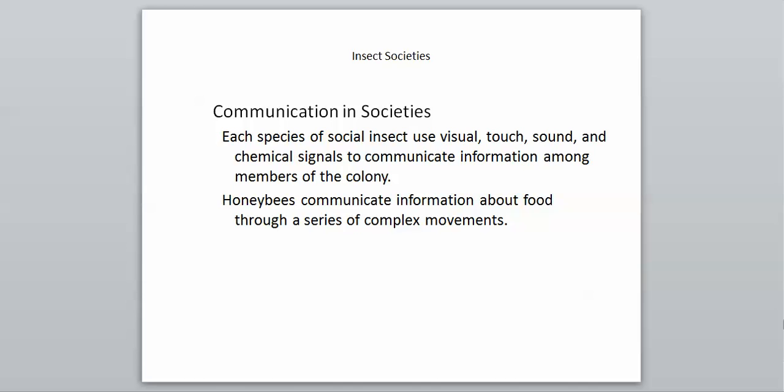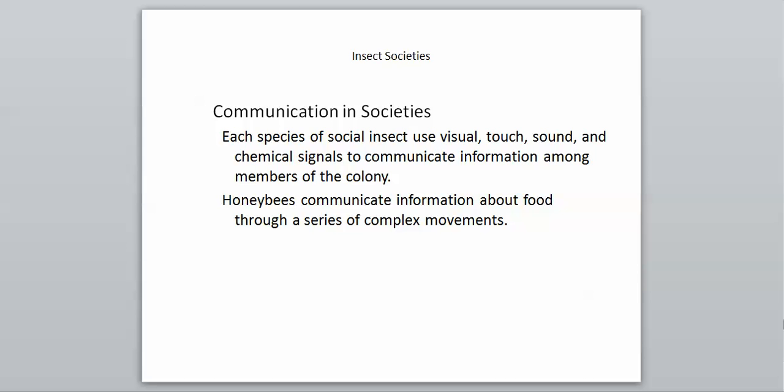And so our last thing is communication within societies, kind of coming full circle with what we started. Each species of social insects will use visual, touch, sound, and chemical signals to communicate information among members of the colony. So they can use a variety of different things to communicate to one another about various information that can occur.